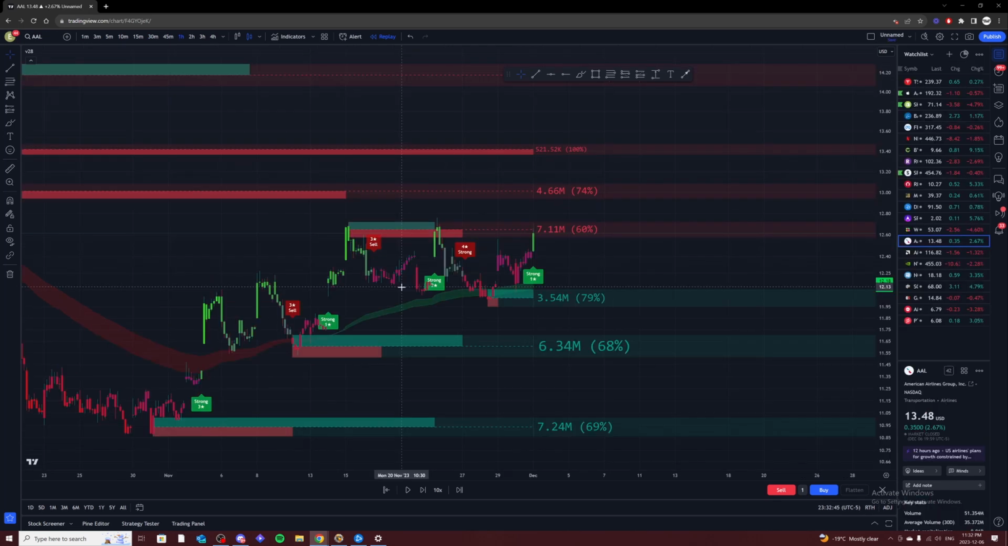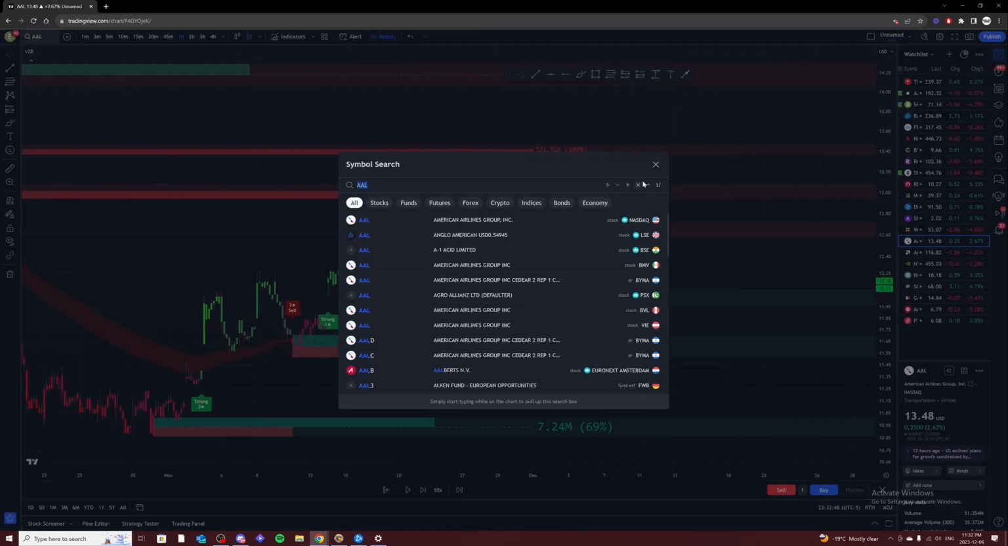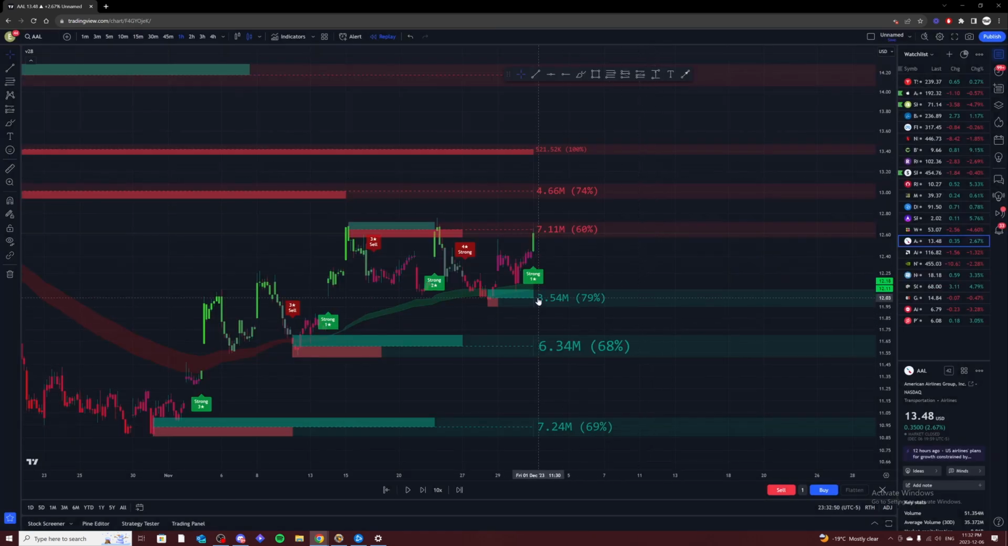Okay, so here's one last example. We are looking at American Airlines here, and we can see very clearly again, we have a retest right over here on this order block. The price went up, came back down and touched it again before giving us a nice green signal right here, telling us that we should go long. And we also have the green echo cloud.